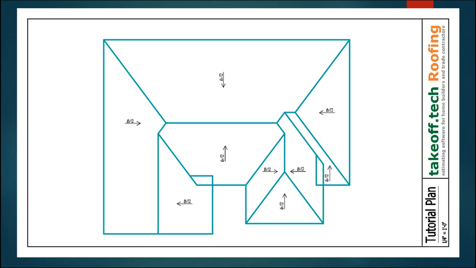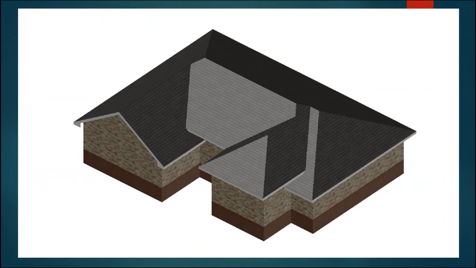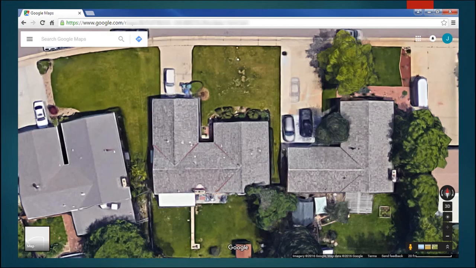So let's do the same thing with this roof. We're going to begin by breaking it down into one or more of these shapes. Then we're ultimately going to take measurements and enter those dimensions into the spreadsheet. Now, this system works if you're measuring from architectural plans, or if you're pulling field measurements for the roof, or if you use an aerial roof measurement service.